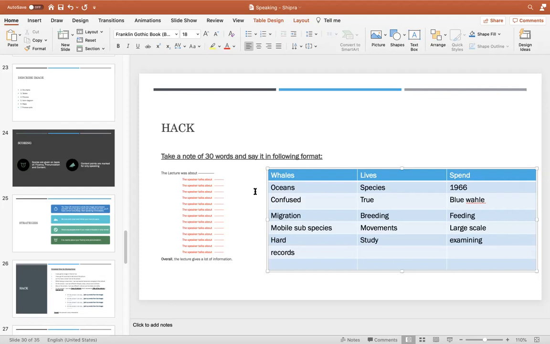But then it's not the actual, like, they said the lecture... The study was done in 1966 and the ocean species of blue whale. It doesn't have to make sense. Yeah, that's what I'm saying. It didn't make sense, actually. Yes, it doesn't have to make sense because it's a software. So softwares are programmed certain ways.